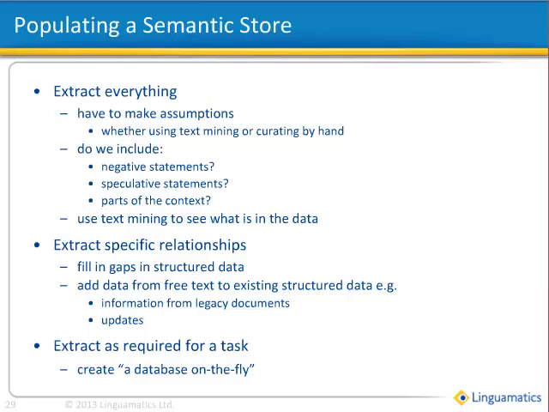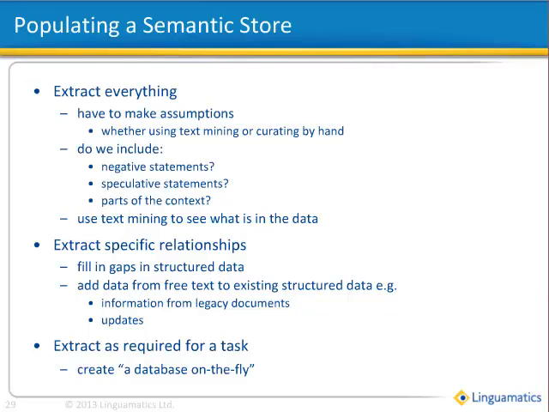For example, speculative statements can be really useful when you're looking for new information. When you're looking for things which are relatively rare, you may want to find the latest research on it, whether or not it's well established. But for other purposes, you may want to not include that in the database. So that's one example where sometimes people will say, well, actually, it's better just to extract as required for the task and create databases on the fly.